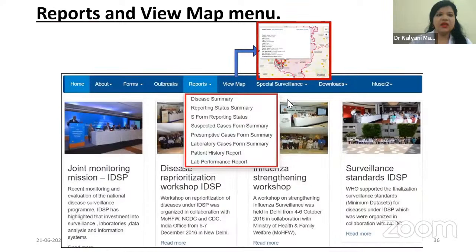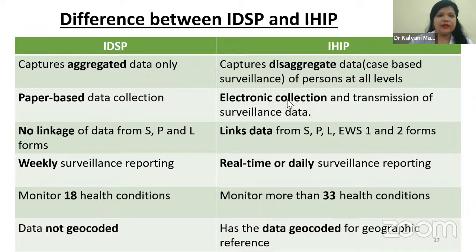Now coming to the difference between IDSP and IHIP, IDSP captures the aggregated data only, whereas IHIP captures the data disaggregated by age, gender, and locality. That is the case-based surveillance at all levels, that is central level, district level, and state level. IDSP has a paper-based data collection, whereas IHIP has electronic collection and transmission of surveillance data.